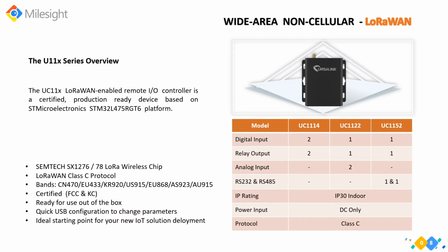And next is our UC11 series. These series are designed on the same hardware platform as the cellular UC3 series, but it offers wide area coverage based on the low power consumption network, LoRaWAN. So it contains different I/O interfaces such as the analog input, digital input, relay output, and the serial interfaces. The only difference is that it is LoRaWAN based, okay?